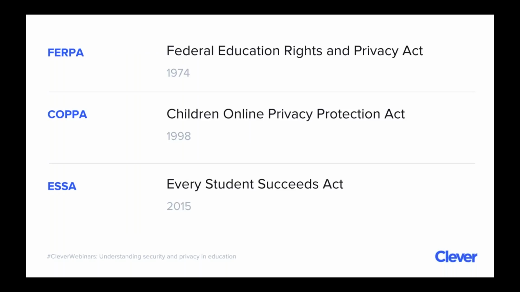So we're going to focus on the three biggest federal laws in regards to student data privacy. This is not an exhaustive list. The oldest is FERPA, passed in 1974. Then COPPA came in 1998. Most recently, ESSA was passed in 2015 and is coming into effect this year. For each of these laws, we want to think about three things. First, what does it mean? Who does it affect? And how is it enforced?